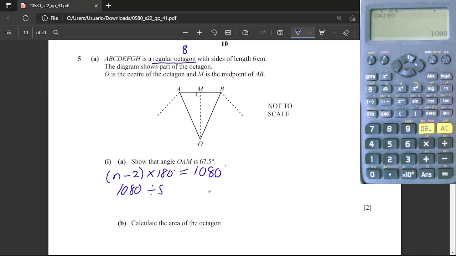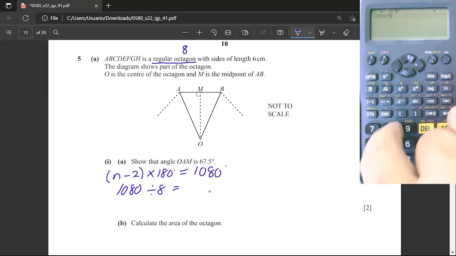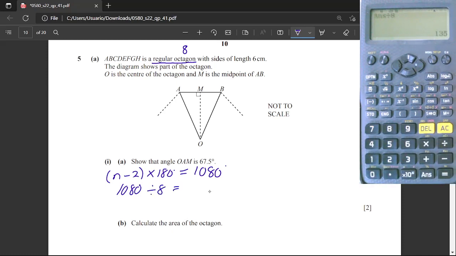If we divide it by 8, we get the size of each interior angle, meaning over here, this is the interior angle of this octagon. That's 135.